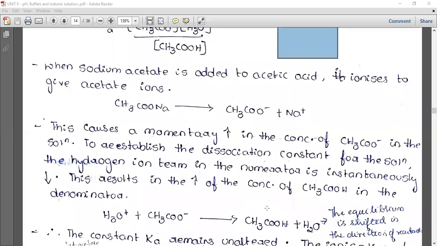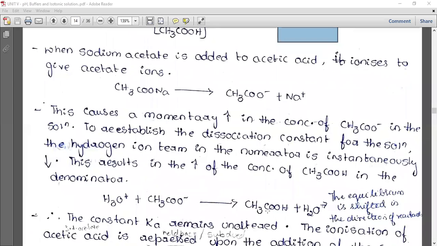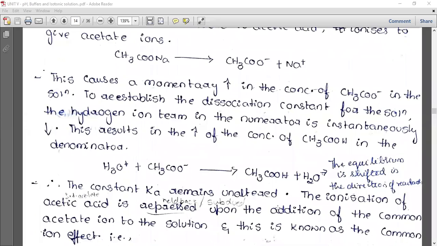So this particular acetic acid is a weak acid, right? Because it's a weak acid, slowly it starts dissociating, thereby Ka remains unaltered. Okay? And because it's a weak acid, there is slow dissociation, so there will not be much change in the pH as we observe with other cases. So the constant Ka remains unaltered.